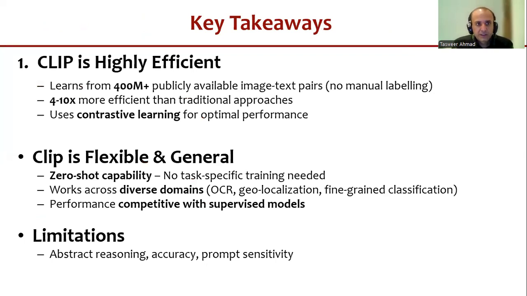The key takeaways of this discussion are that CLIP is highly efficient. It is trained on more than 4 million publicly available image-text pairs. It is 4 to 10 times faster than traditional approaches. It uses contrastive learning for optimal performance. CLIP is flexible and general because it can be leveraged for zero-shot capability where no task-specific training is required. It works across diverse domains, as told in the last slide, for example OCR, geolocalization, and classification. CLIP performance is competitive with supervised machine learning methods, which require a lot of training and GPU resources, but those can be optimized with zero-shot or few-shot CLIP modeling.